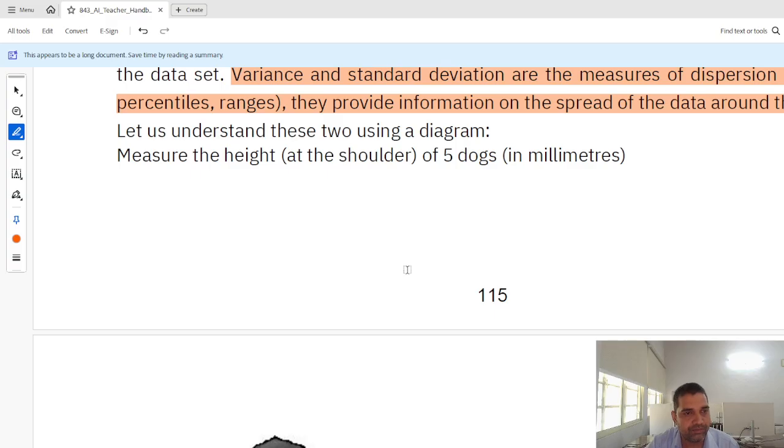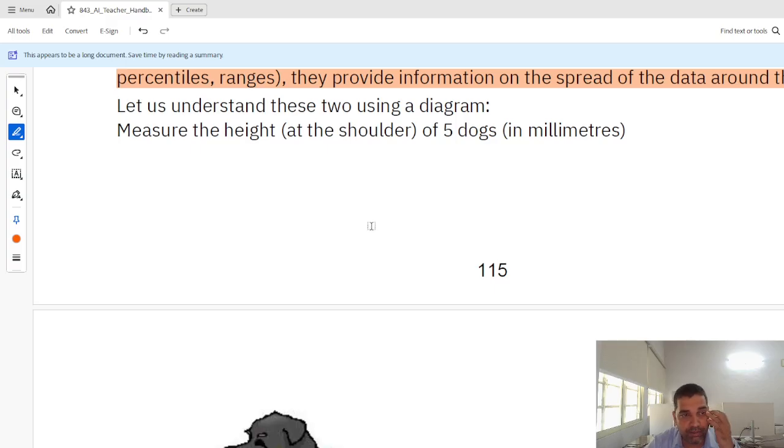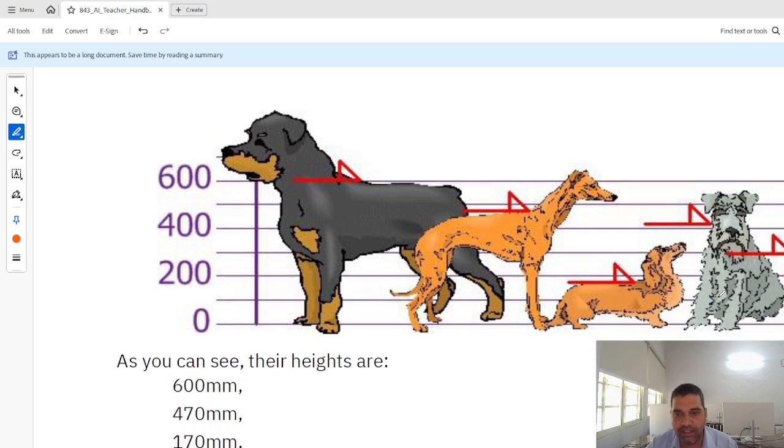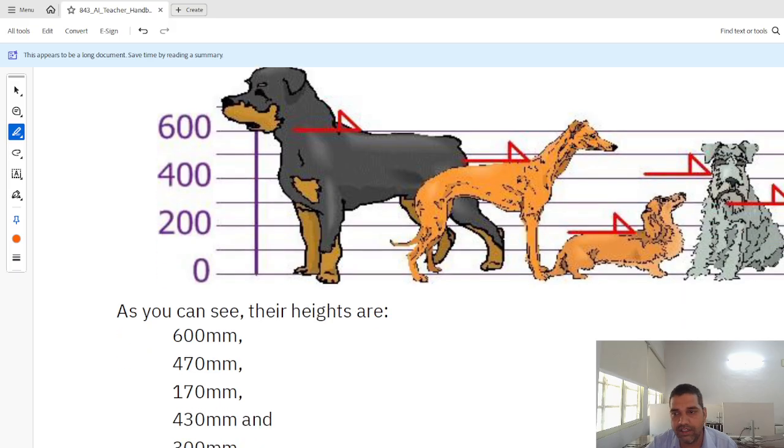In this diagram you can see we are measuring the height of 5 dogs up to the shoulder, in millimeters. The first dog's height is 600 millimeters. The second dog's height is 470 millimeters. The third dog is 170 millimeters. The fourth one is 430 millimeters. And the fifth one is 300 millimeters. These heights are plotted here, shown by the red arrows on the scale.